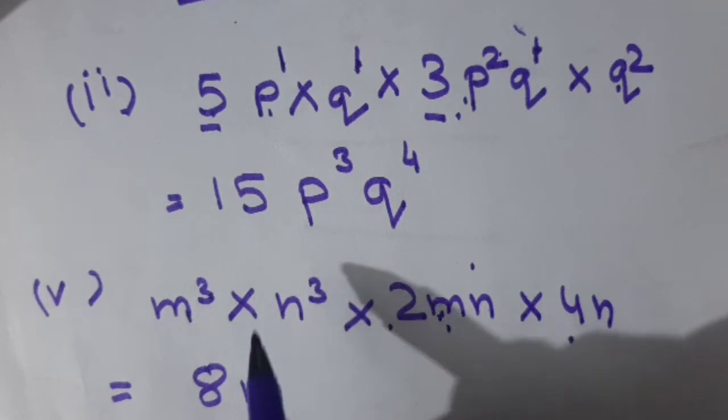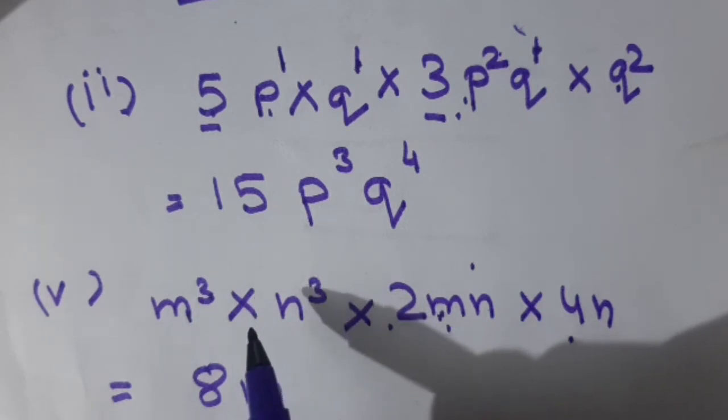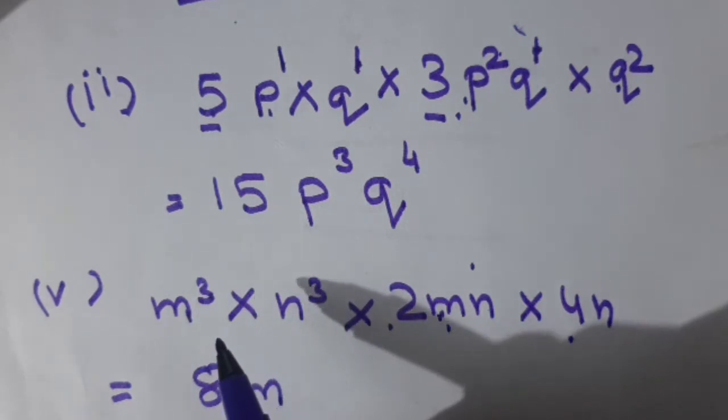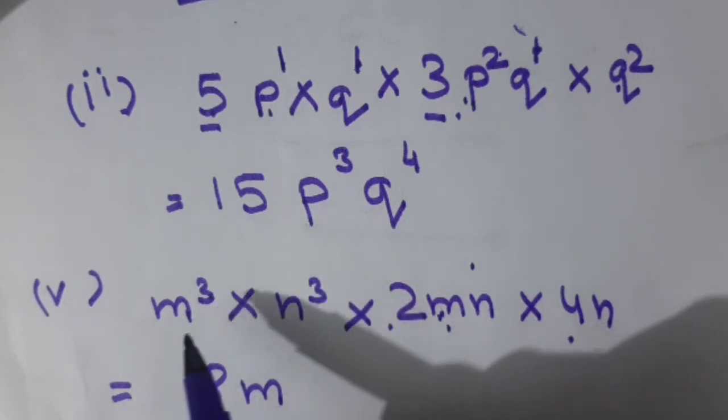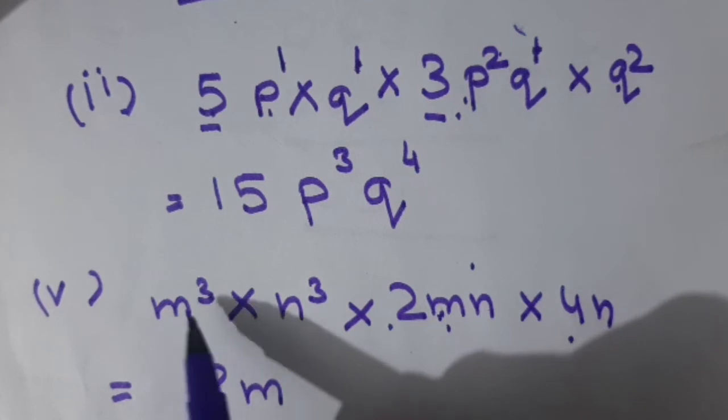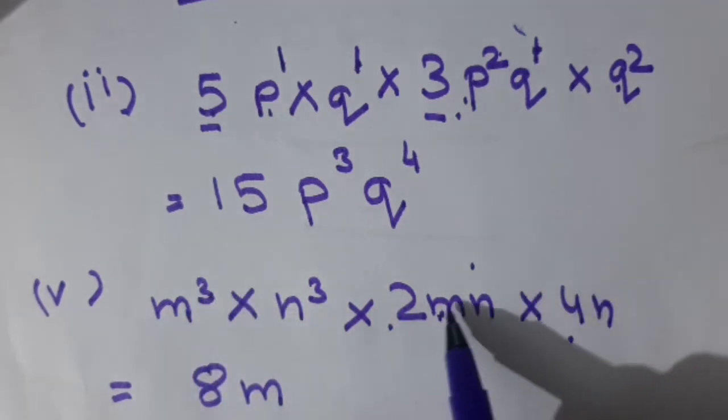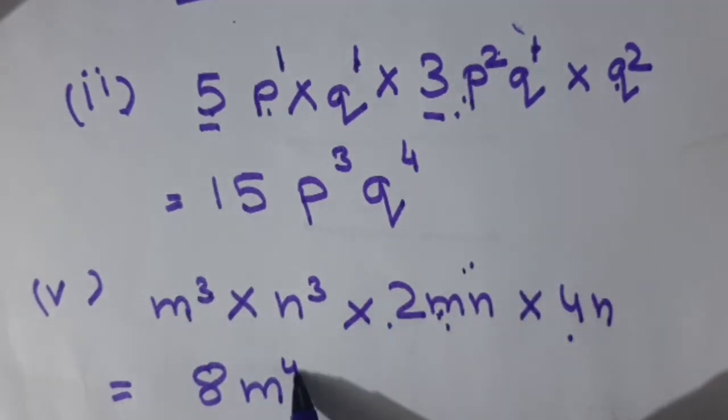And in divide sign, I'll tell you later, you can subtract the power. In the divide sign, we subtract the power. It is not there in your course. It will come next year. So you just learn this only. M raised to power 3, here m raised to power 1. So total power will be 4.